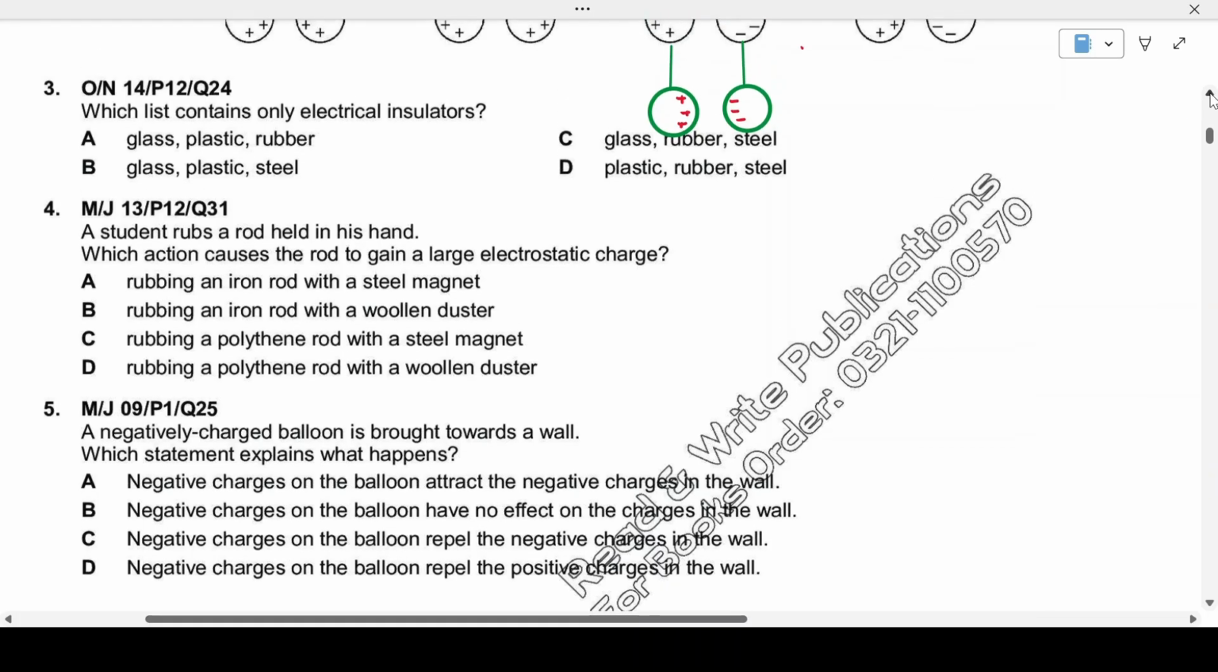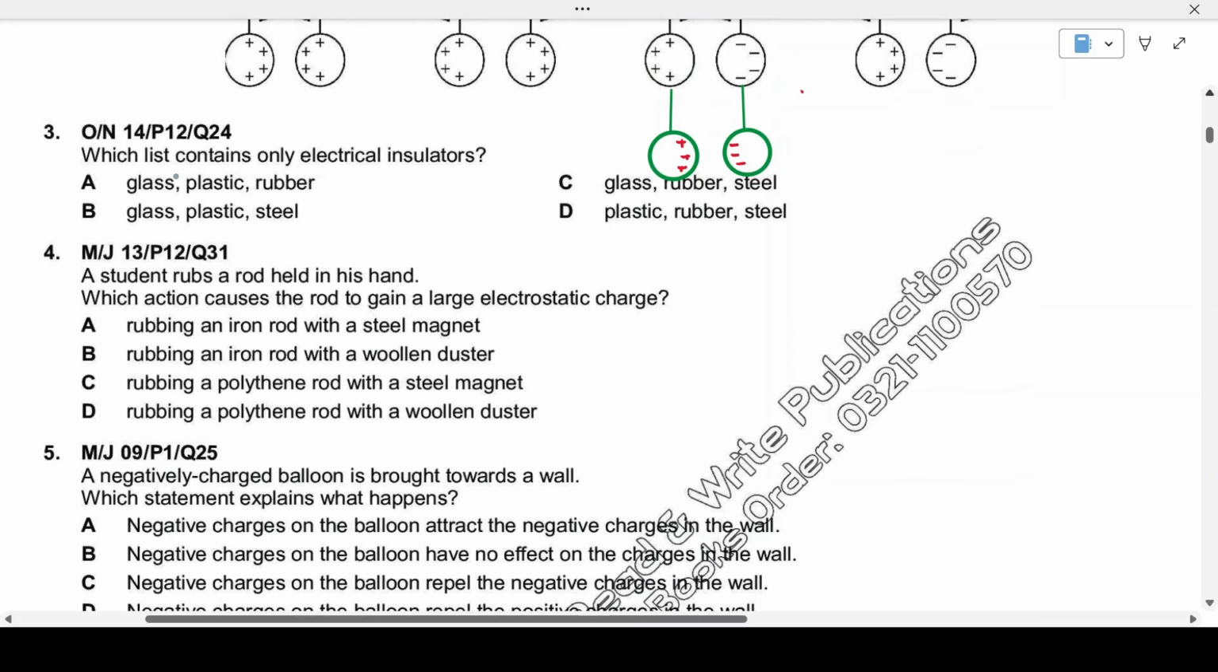Question number 3, probably the easiest one. Which list contains only electrical insulators? Glass, plastic, rubber. It does. Glass, rubber, steel, no. Steel, no. So C, third one, no. A is the right answer.